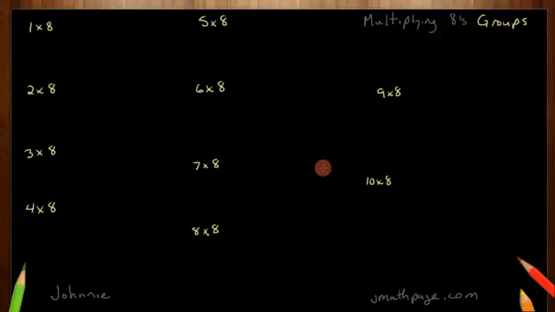Now, these may be familiar to you, but today we want to think about them in terms of groups. And right now I want to know what that means. So if I think about 1 times 8, I can think of that in terms of groups this way. One group of 8. So I could write that down. One group of 8. And 2 times 8 can be 2 groups of 8.